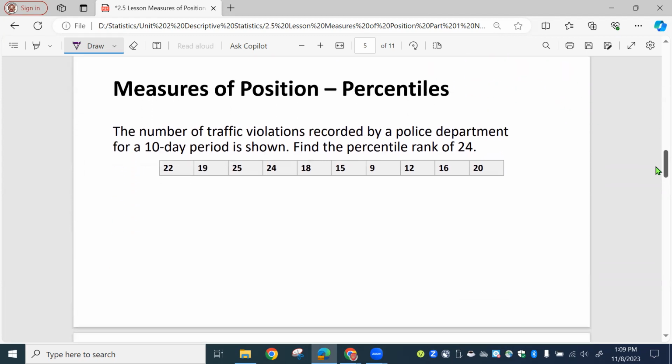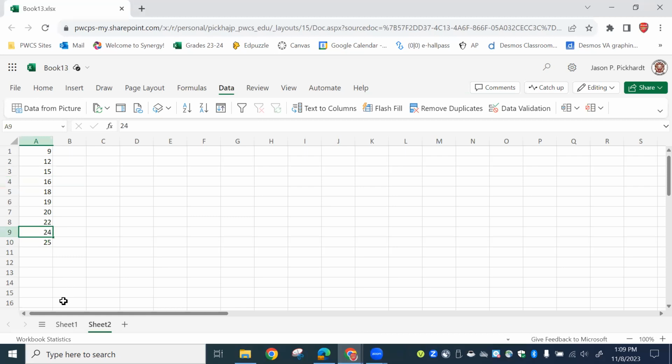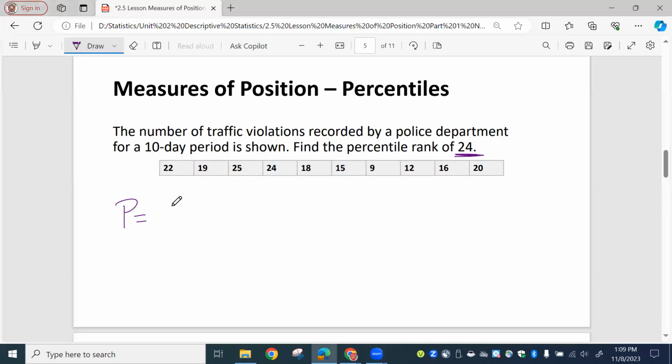I'm going to be using the same data set the whole time, so we don't have to create a new one. Here we want to know the percentile rank of the 24 traffic violations. And so if we look, there were 8 traffic violations less than 24. So our first number is 8. We're going to add 0.5 to that. We're going to divide it by the total number of days, which was 10, and then we multiply by 100 so that we turn it into a percentage.